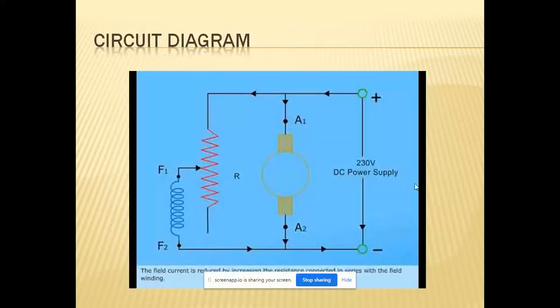Now see the circuit diagram of the flux control method. This part is called the armature and this part is called the field. Field and armature are connected in parallel and one rheostat is connected in series with the field. Now we control the rheostat. By controlling the rheostat, we can control the flux, and by flux control, we control the speed of a DC shunt motor.